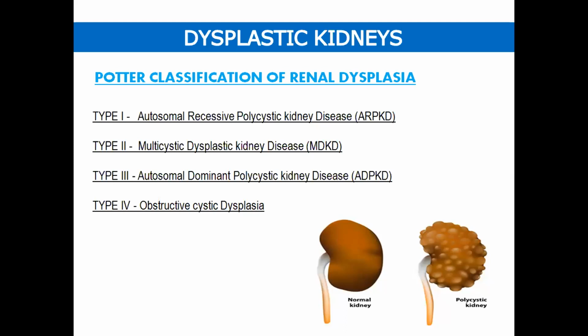Then dysplastic kidneys. Potter classification of renal dysplasia: autosomal recessive polycystic kidney disease, multicystic dysplastic kidney disease, autosomal dominant polycystic kidney disease, and obstructive cystic dysplasia.